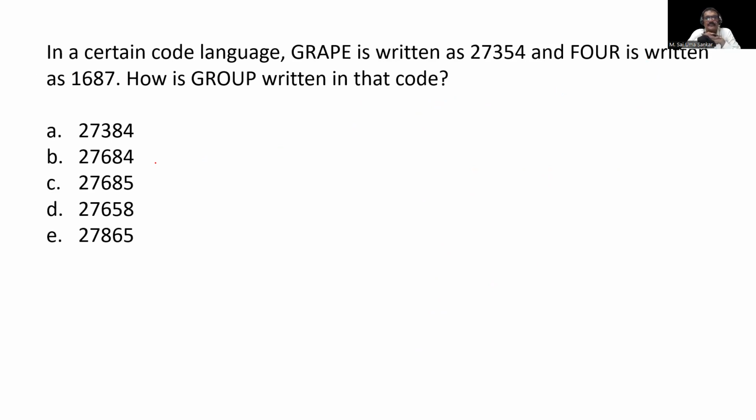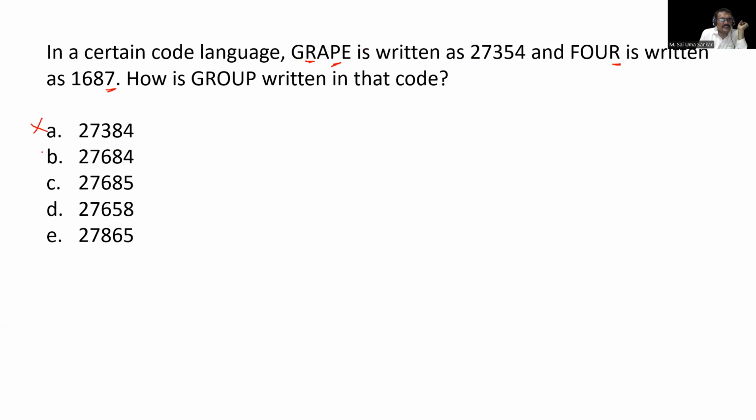Next, grape for group. First, check whether there is any common letter in these two words. R. What is the R? This is 7, and here also 7. That's enough, it's very simple. Now, what is the code for G? That is equal to 2. And what is the code for P? That is equal to 5.